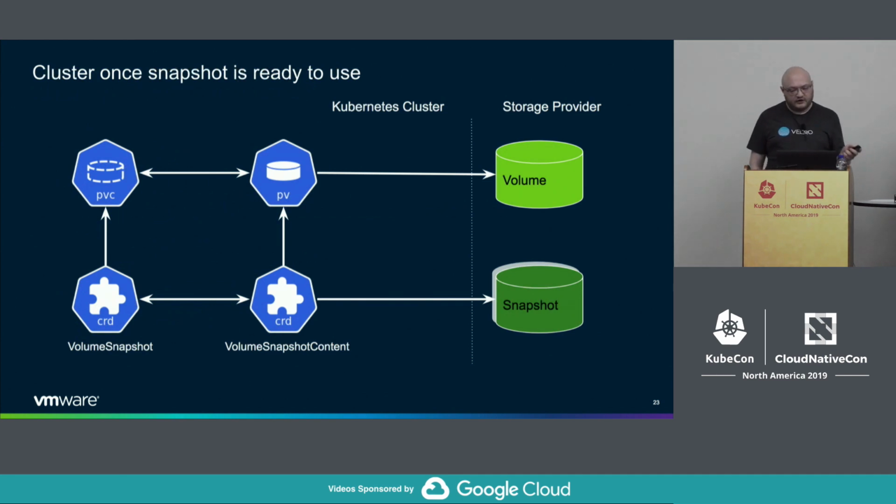And this is a diagram of what your cluster is going to look like. So up at the top, you have the normal storage you're probably used to. And at the bottom left, you have the volume snapshot, which is referencing the original PVC, which has a bidirectional relationship with the volume snapshot content, which is then tying together everything to the snapshot and the persistent volume.